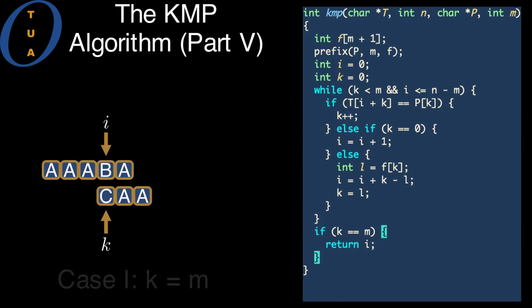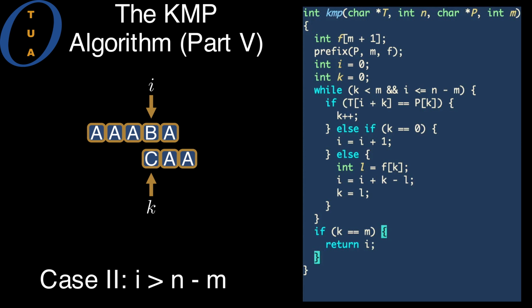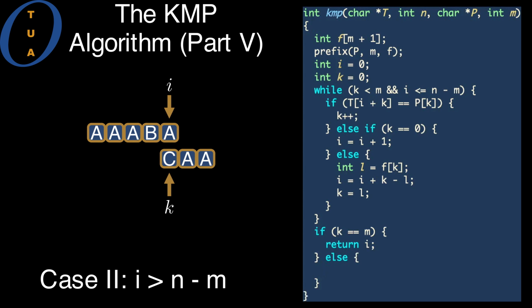In the other case, we must have exited the loop because I is greater than n minus m. Starting with this position, there are no more valid offsets, and therefore the pattern is nowhere to be found in the text. We return the special value -1.